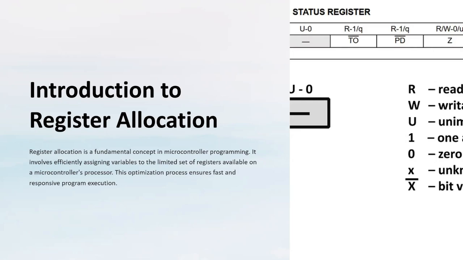So we know we have many different registers from R0 to R15 and some specialized registers, that is SPSR and CPSR. We will now look at how the registers are allocated with some values. Register allocation is a fundamental concept in microcontroller programming. It involves efficiently assigning variables to the limited set of registers available on a microcontroller's processor. This optimization process ensures fast and responsive program execution.